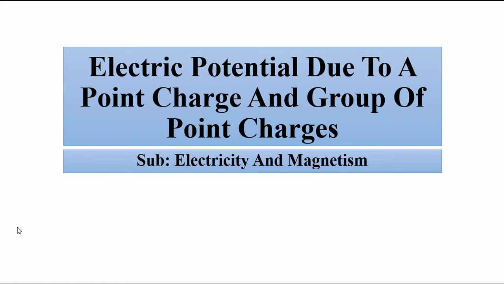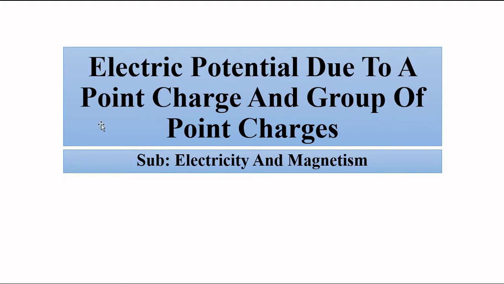So we'll continue our discussion related to electricity and magnetism, and so far we were discussing the basic concepts related to electric potential difference. So in this video we are going to discuss electric potential due to a point charge and a group of point charges. First we'll discuss the electric potential due to a point charge, and then we'll extend that discussion to the same when there are multiple point charges located in space and we have to find out the electric potential at any specific point.